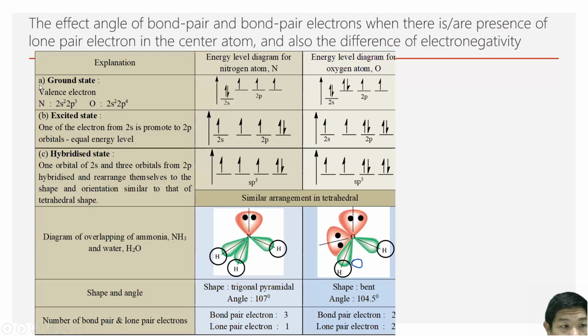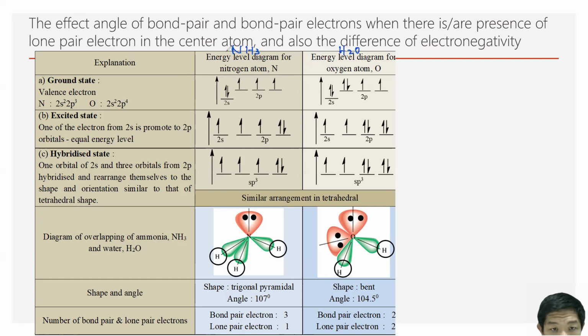Are you ready? Okay. So now, as you can see from the example just now, with the presence of lone pair electrons, the bond angles are going to be affected in some way. Let's take NH3 and also H2O as examples. Okay, so this is for NH3 and this is for H2O.